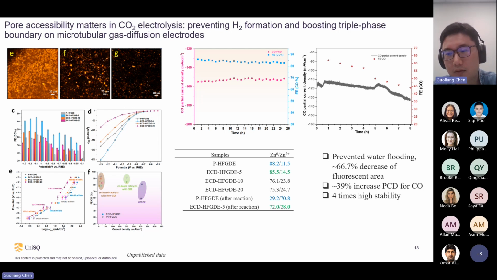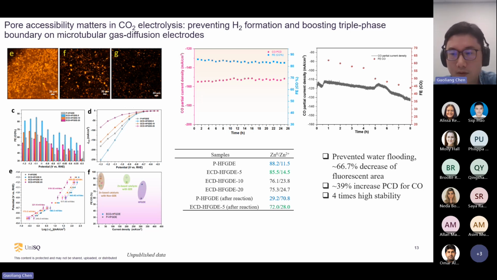So also one good thing for PTFE modification is that we improve the stability of this electrode. The left one has 25 hours stability. The right one without PTFE modification only has 7 or 8 hours stability.